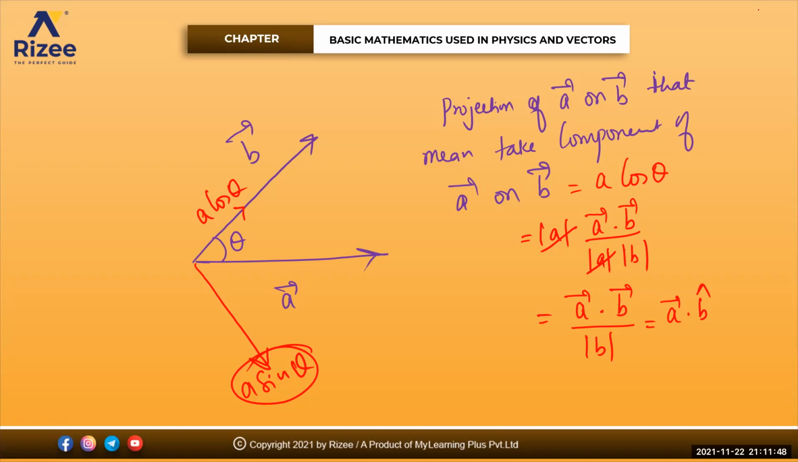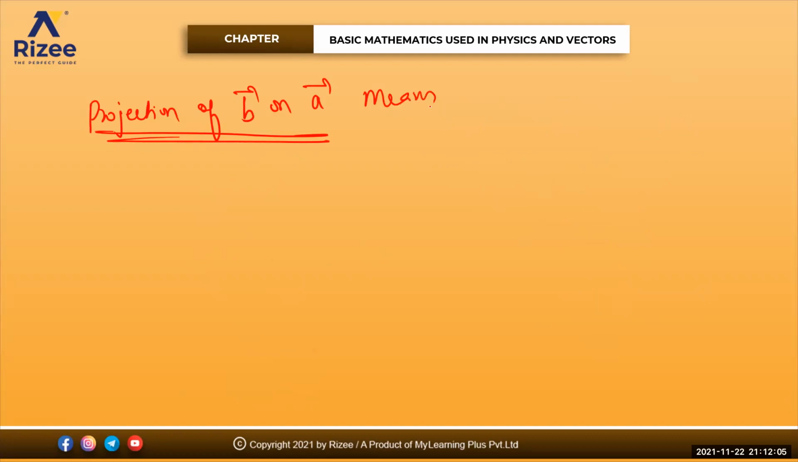Okay, I'll tell you one more example. Now projection of B bar on A bar. Projection of B bar means component of B on A. What is the component of B on A?